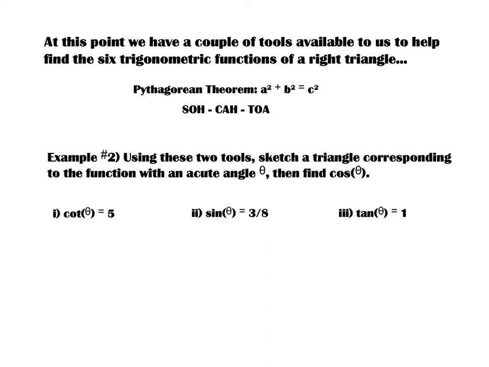So the Pythagorean theorem, it's number 1. It helps you find the third side. Then you can find all 6 of the ratios. And then SOHCAHTOA. And SOHCAHTOA is just the process of opposite over hypotenuse, adjacent over hypotenuse, opposite over adjacent.